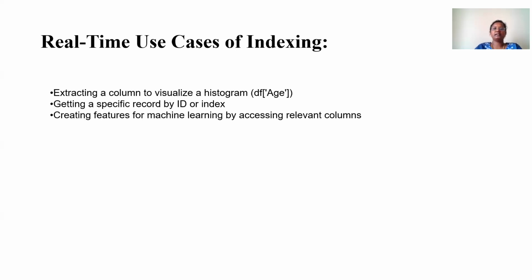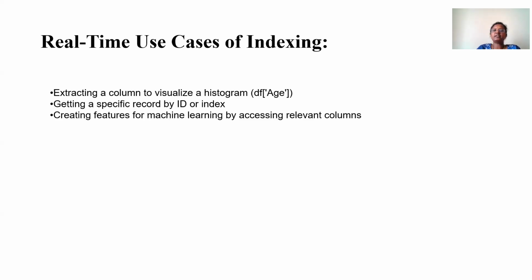Where are we going to use this indexing? The real-time use cases of indexing: we have to extract a column to visualize a histogram. In that case, if you want to visualize the aging factor of a particular organization, the age of the employees, at that time you can use the indexing. Then if you want to get a specific record by ID or index, for example, to display the score of a particular student, like Inesh, at that time you can give the ID or index number of a particular student to get the specific record of the particular student or employee or a product.